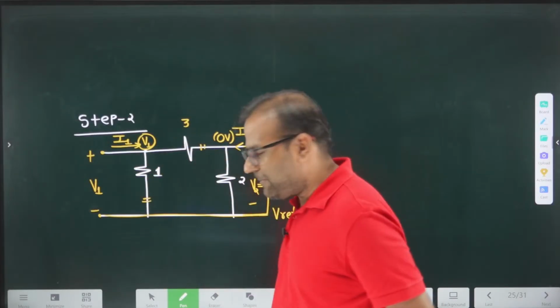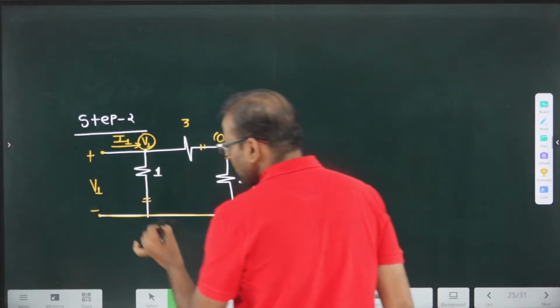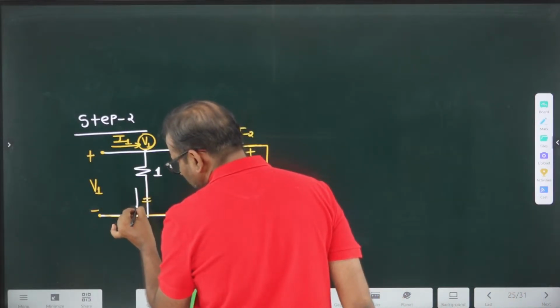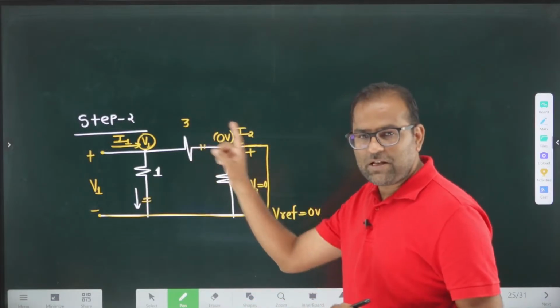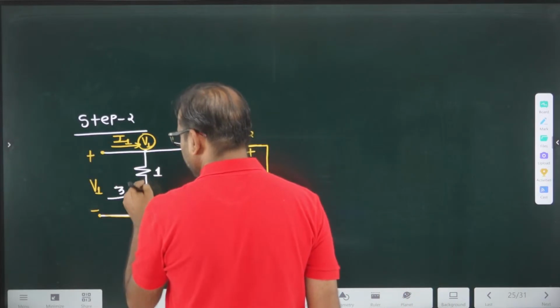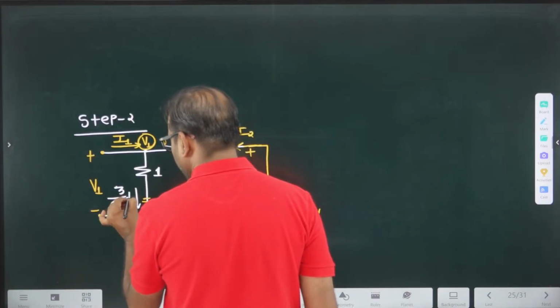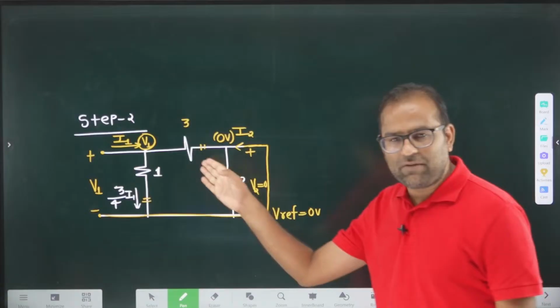Both are in parallel. Do we know how current divides in a parallel combination? So you can say the current will divide here in the parallel combination like this. What is this value? This value is 3. So 3 divided by 3 plus 1, 3/4 times I1. This is the value of current you can expect in I1.